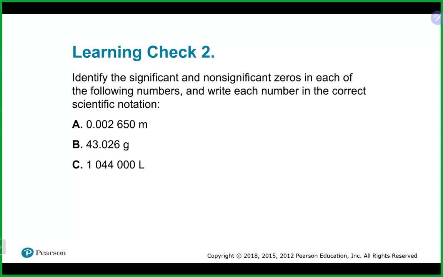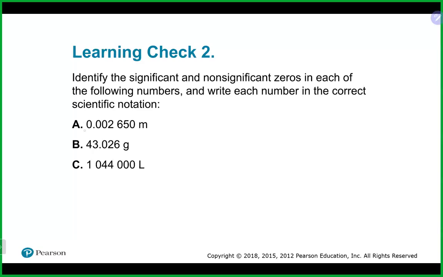So obviously here we want to write these numbers into scientific notation. Since we just talked about it, whenever you're taking a number like this into scientific notation, you want to make sure you maintain the proper number of significant figures. So starting with A, how many significant figures are there? Let's see how we did.